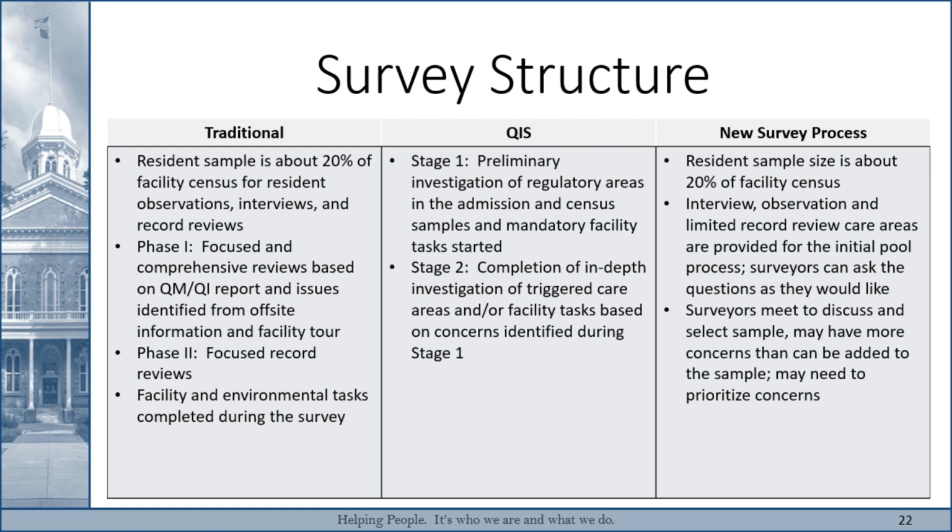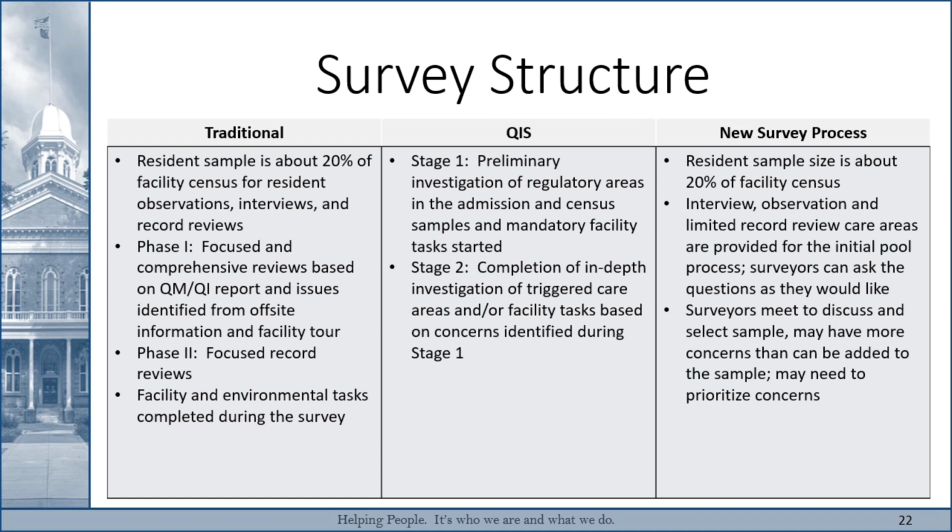In the traditional method, the resident sample was about 20% of the facility census for resident observation, interviews, and record reviews. In Phase 1, focused and comprehensive reviews based on the QM/QI report and issues identified from off-site information and facility tour. In Phase 2, focused record reviews. Facility and environmental tasks are completed during the survey.